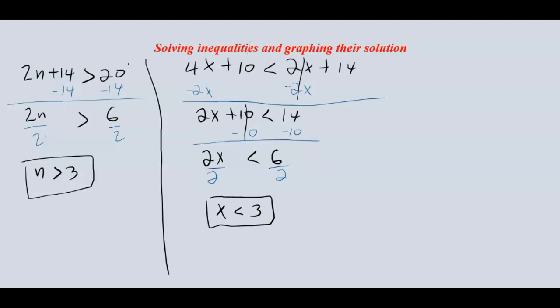So another example. Let's say we have 3x minus 7 greater than or equal to 2 times the quantity x minus 7.